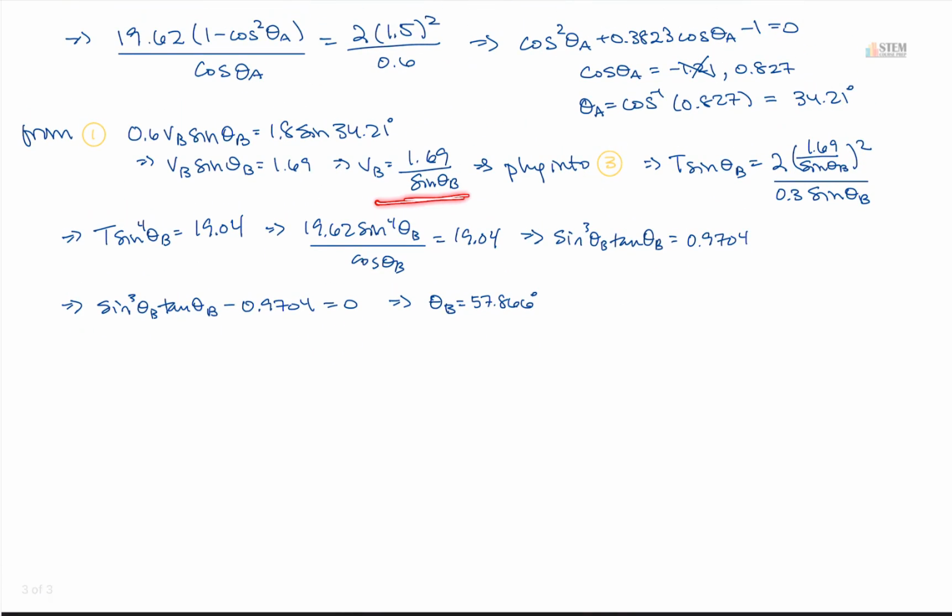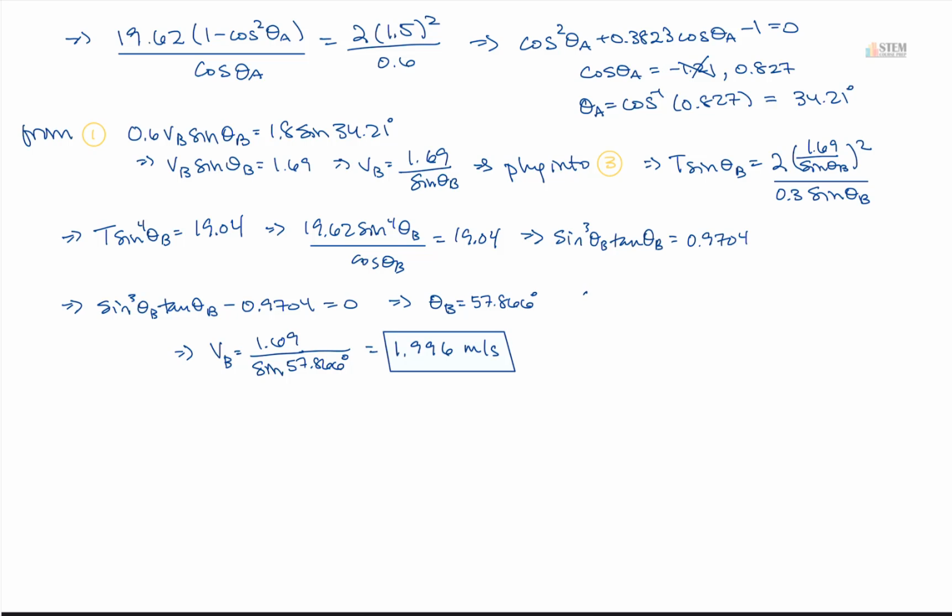Actually, there's this shortened version right here. So we can say VB is 1.69 over sine 57.866. Let's see what that gives. Gives us a value of 1.996. And that'll be meters per second. So finally, after all of that, we get the velocity on path B. That was a lot of work, wasn't it?